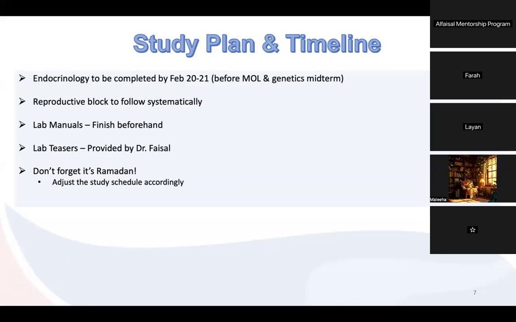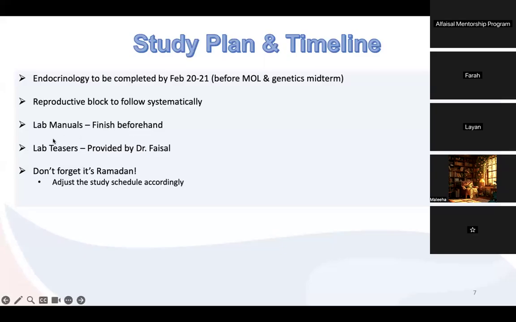Try as much as you can, because when you finish your midterms, you're going to start with the reproductive block, and if you have a lot of endocrine and reproductive lectures, you will feel overwhelmed. So try to finish lectures day by day and try to have good time management.